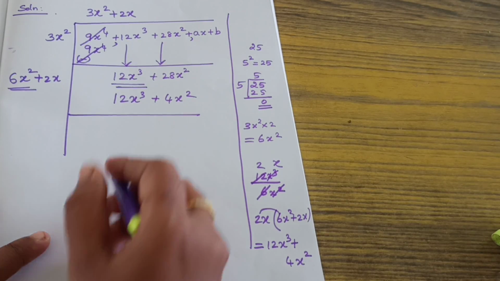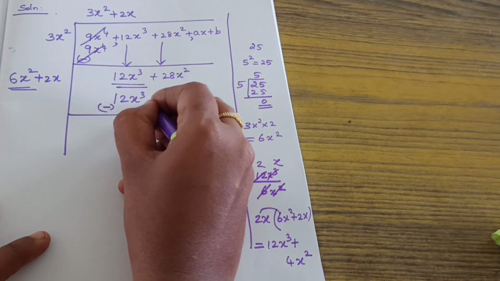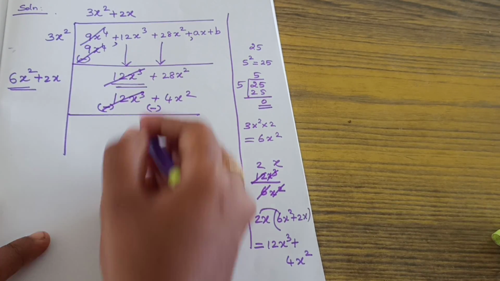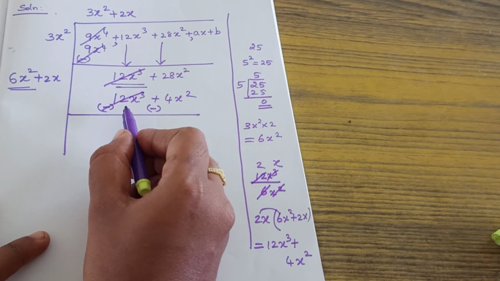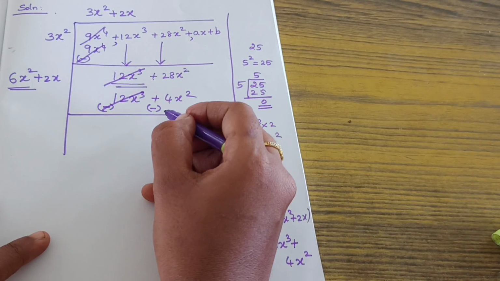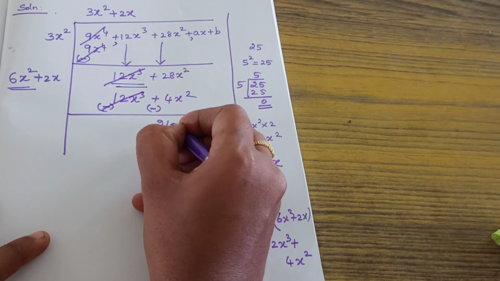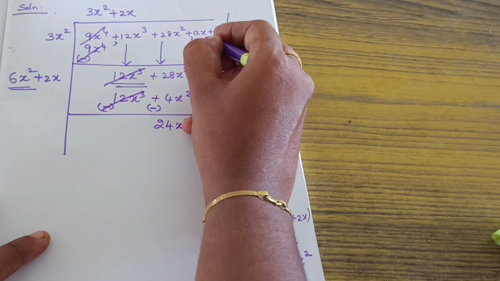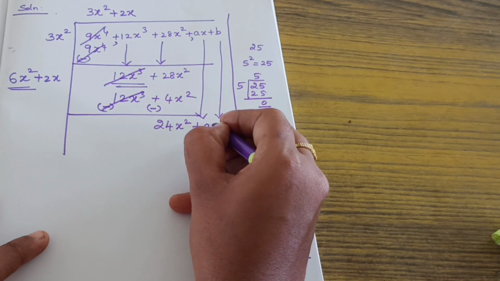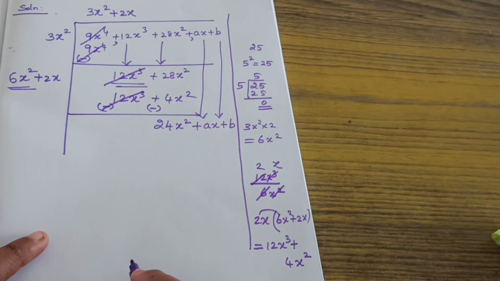Then change of sign. Very good. So minus, here also minus. 12x cube and minus 12x cube get cancelled. Term by term you need to cancel like this. Okay, don't cancel the full term. Term by term you need to cancel. 28 minus 4, 24x square. Then 2 terms you need to take down: plus ax plus b. Okay.